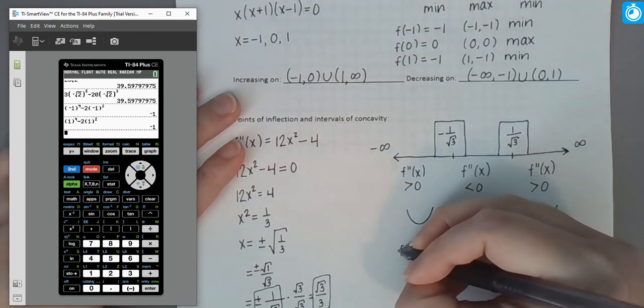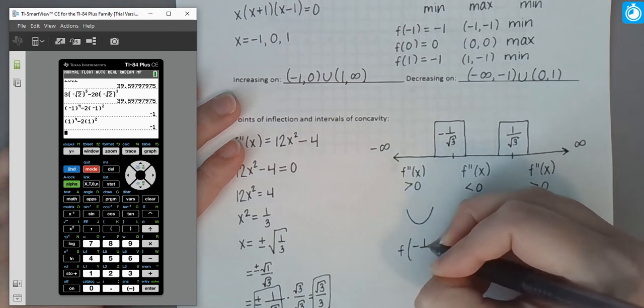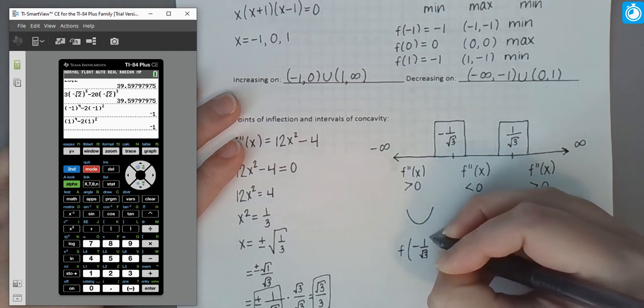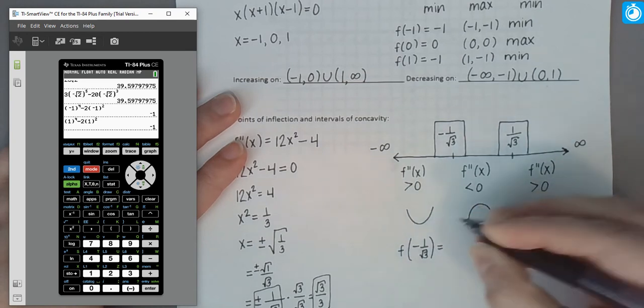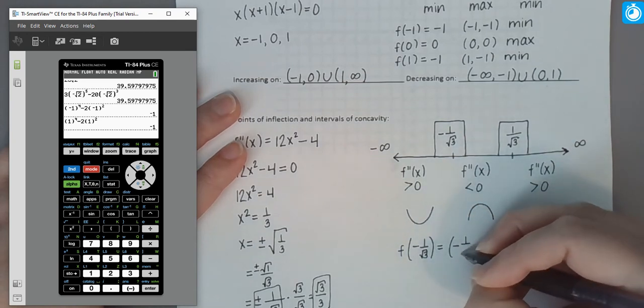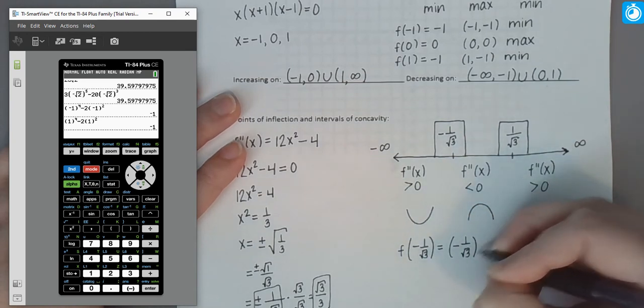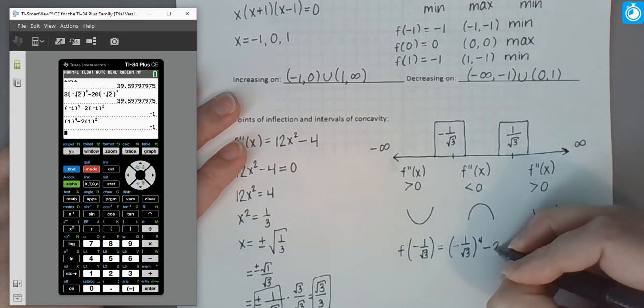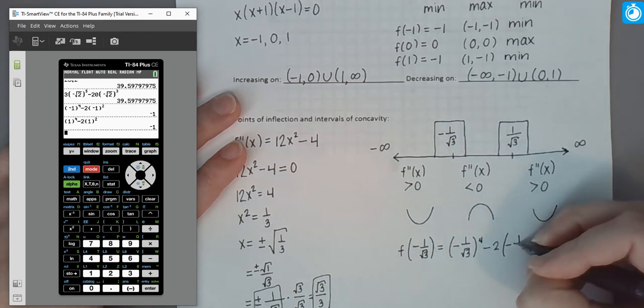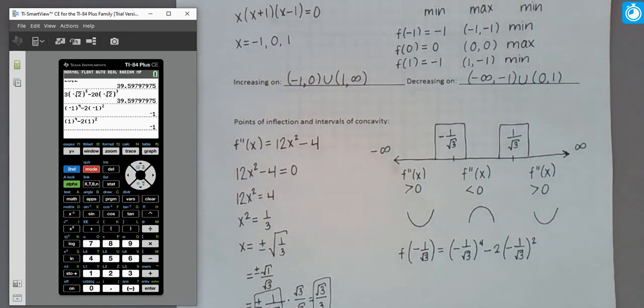on the graph. So f of negative 1 over root 3 is going to be the same thing as, if we sub in, negative 1 over root 3 raised to the 4th power minus 2 times negative 1 over root 3 squared. Now seeing this, you may think back to one of the previous examples we did where we couldn't evaluate anything with that square root in the calculator because the result was still irrational.